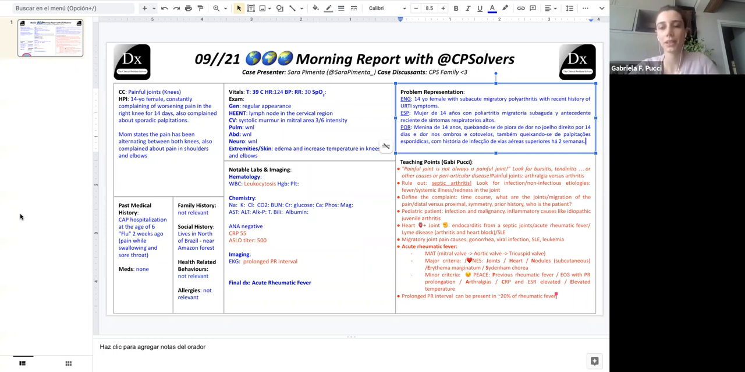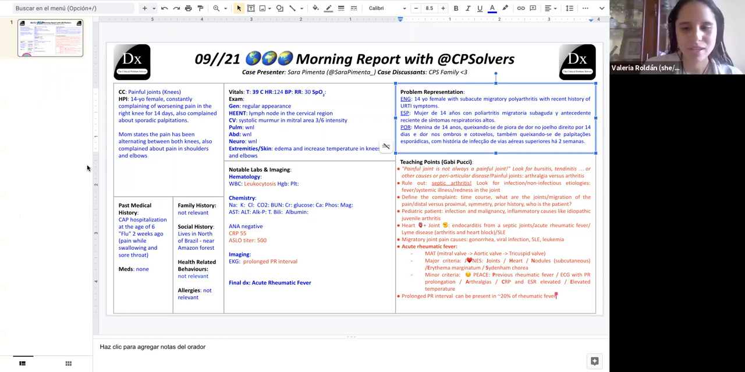And also Thiago shared with us an article showing that actually PR interval prolongation can be present in around 20% of patients with rheumatic fever. I think that's it. Thank you all for coming today. I really enjoyed today's case and discussion.